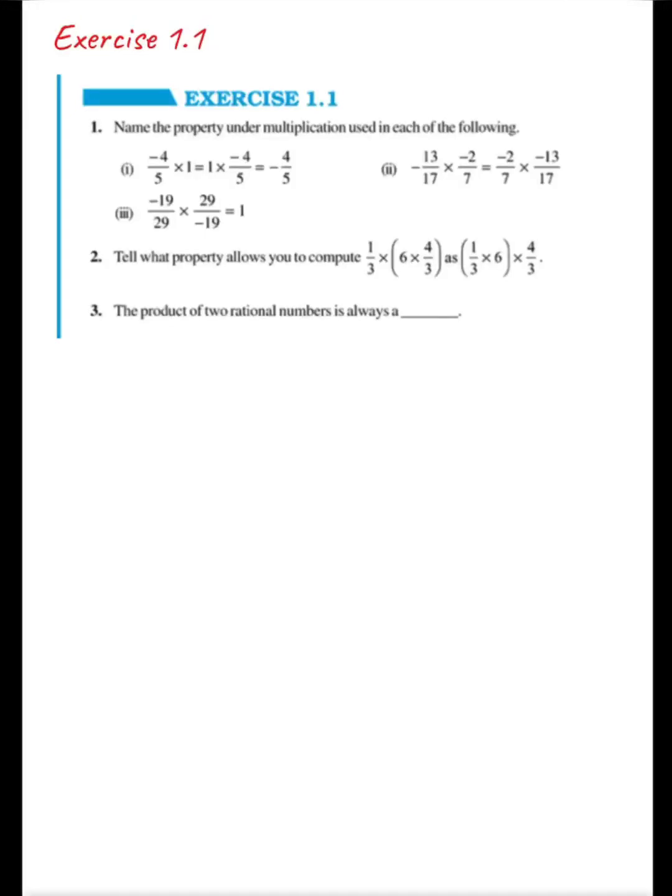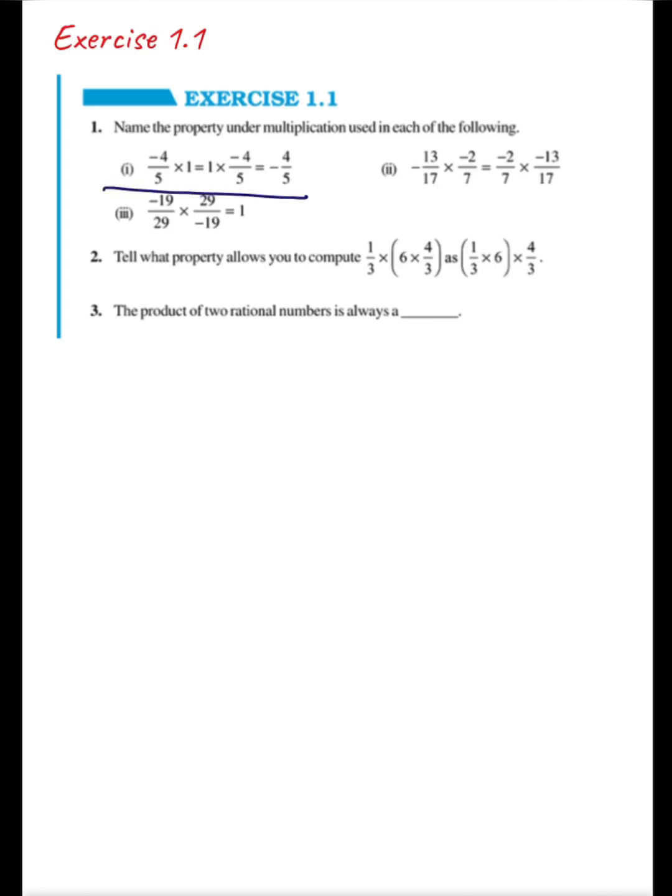Today we will be discussing exercise 1.1, our first exercise question. The first one is: name the property under multiplication used in each of the following. We have studied many properties related with multiplication, and you have to tell the name of the property that you have used here. Okay, so let's discuss the first one.